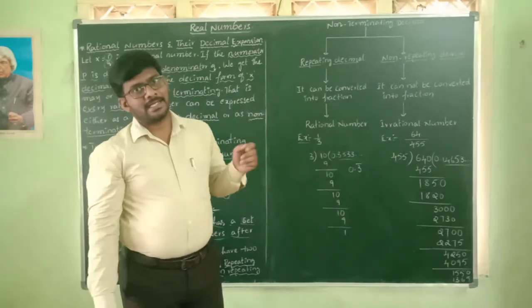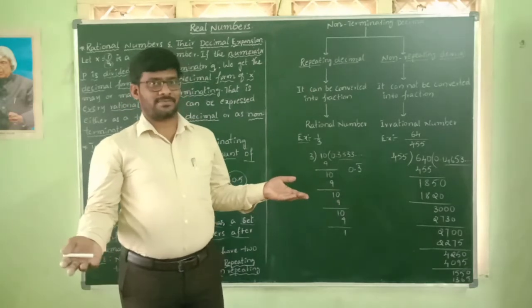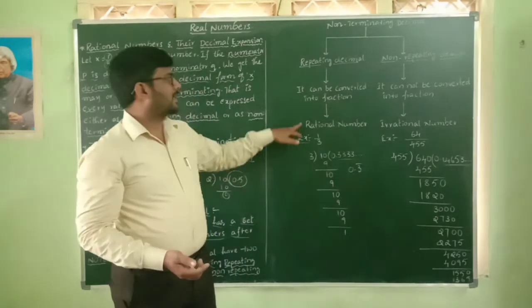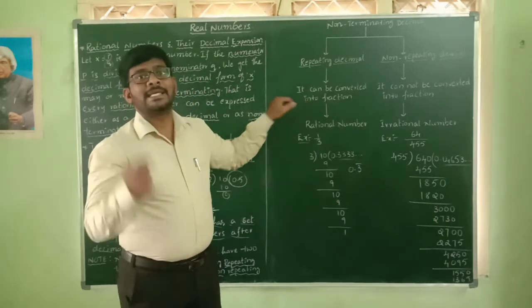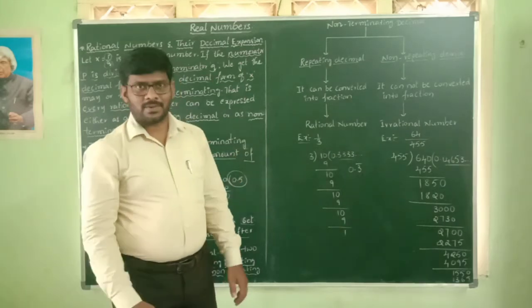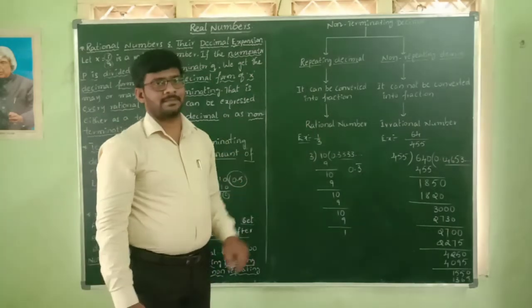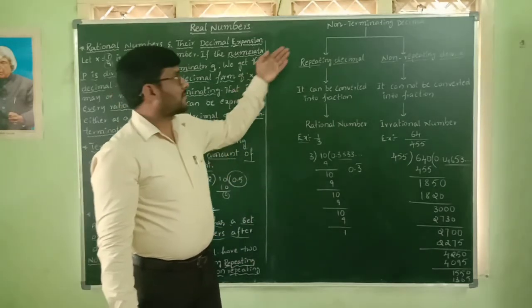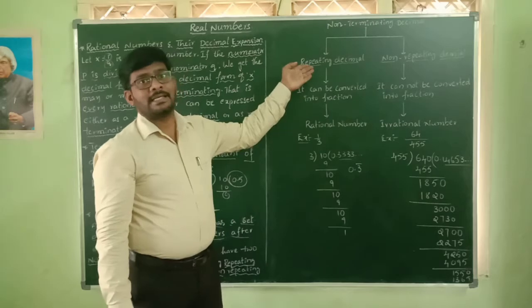That means it is said to be a rational number. Fraction means what? Numerator by denominator. That's why a non-terminating repeating decimal is surely said to be a rational number. These are the two points belonging to the properties of non-terminating repeating decimals.